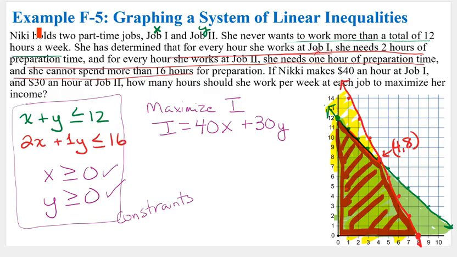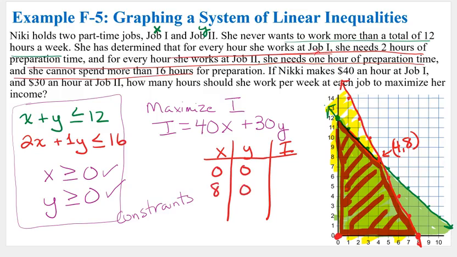The important thing that you need to know when you're maximizing income is you're going to look at what we call critical points. The critical points are the boundaries. So somewhere on the boundary of this thing is my answer. I've got a couple of boundary points. I've got the origin, 0, 0. I've got the point right here, 8, 0. I've got the point 4, 8 that I found. And I've got the point up here, 0, 12. Those are all the boundary points on that weird looking thing.